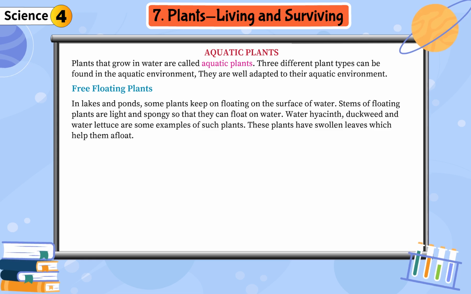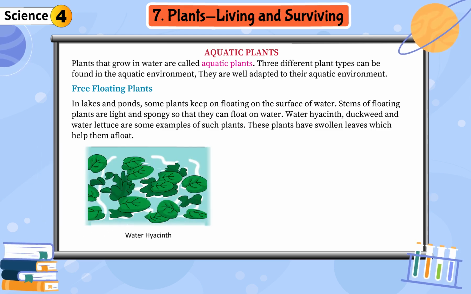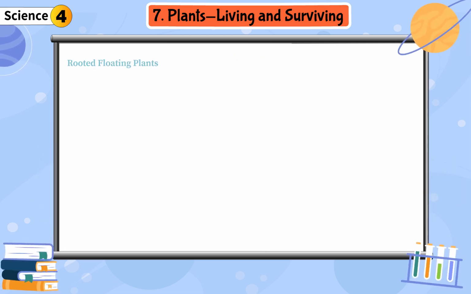Stems of floating plants are light and spongy so that they can float on water. Water hyacinth, duckweed and water lettuce are some examples of such plants. These plants have swollen leaves which help them afloat. Rooted floating plants.